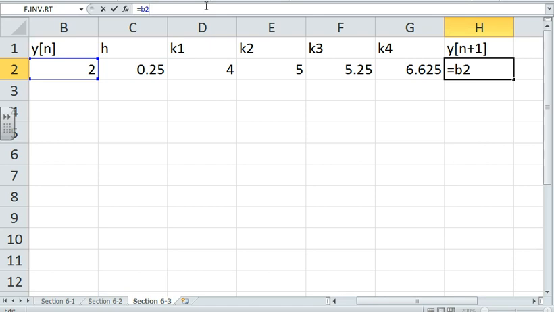And then this guy is going to be B2 plus H, C2, divided by 6, times k1, which is D2, plus 2 times k2, which is E2, plus 2 times k3, which is F2, plus k4, which is G2. I think we need to close parentheses.